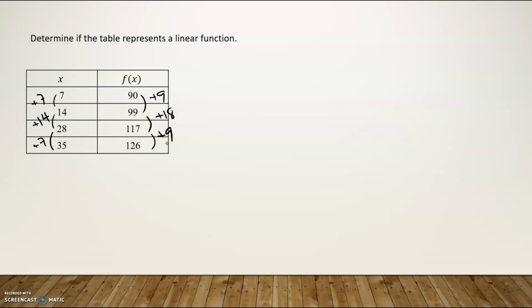Now notice right here this increase of 14, that's the same thing as 2 times 7. And this increase of 18 is basically 2 times 9. So it's like we skipped one point and we added 7 twice to the 14, and we added 9 twice to this 99. So this is still a linear function. It's still going at a constant rate.